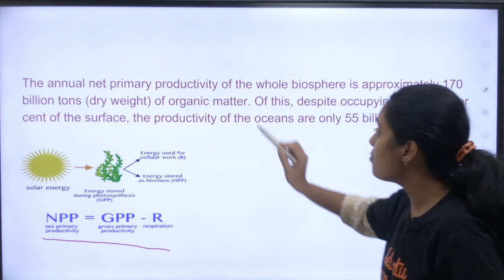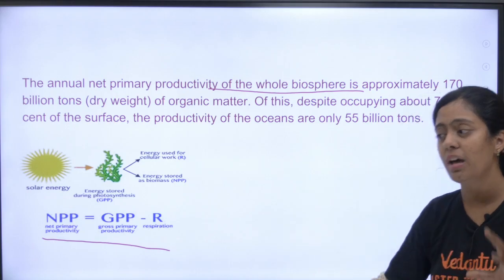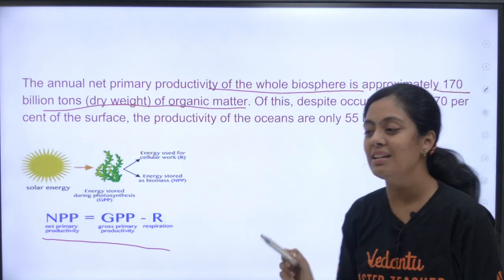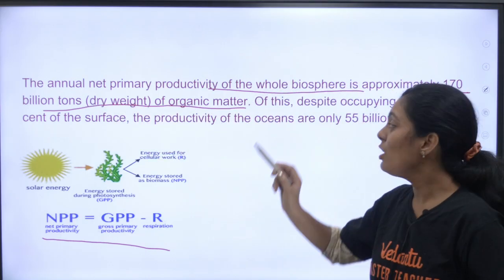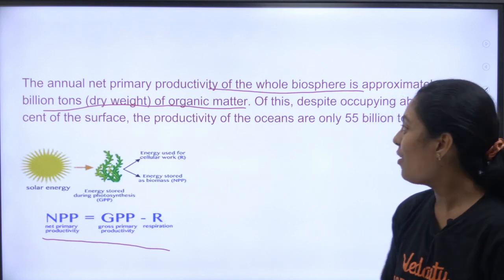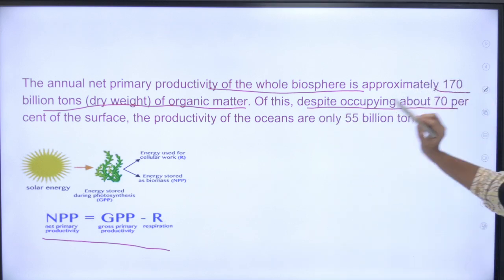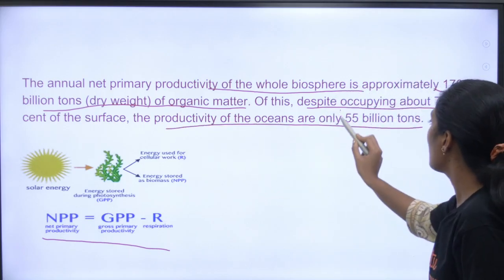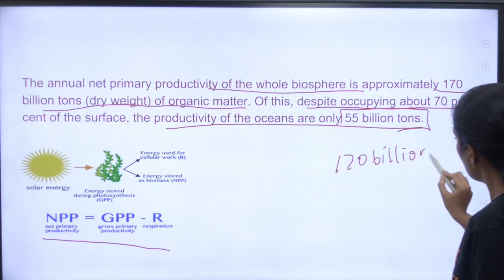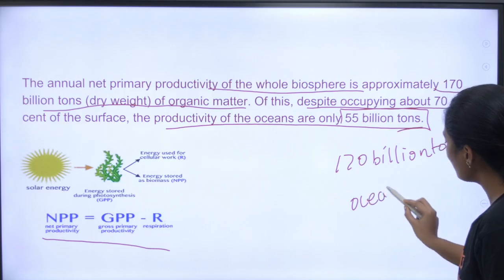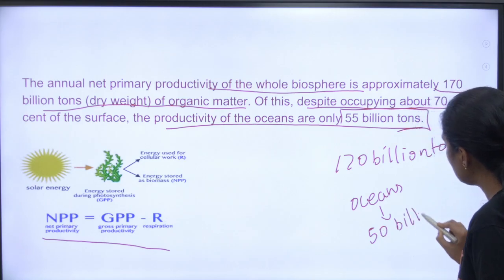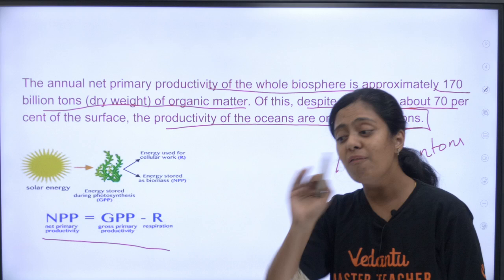Okay, the annual net productivity of the whole biosphere, do you know how much our whole biosphere's annual net productivity is? 170 billion tons of organic matter. Okay, for one year you have 170 billion tons of organic matter that are produced by plants. Okay, of this, despite occupying about 70% of the surface, the productivity of the oceans is only 55 billion tons. Because oceans also have plants, phytoplanktons, correct? They produce only 55 billion tons, though your earth is covered with 70% water.